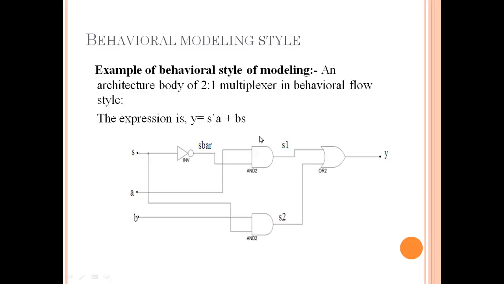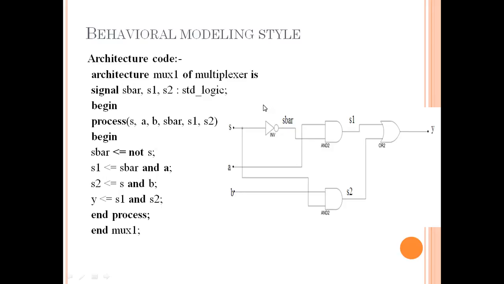In this, an inverter, 2 AND gates and 1 OR gate are used. This is the architecture code of the 2:1 multiplexer using the behavioral style of modeling. Architecture is the keyword, mux1 is the name of the architecture, and multiplexer is the name of the entity. S bar, S1 and S2 are the signals which are used in the 2:1 multiplexer. Next is the begin keyword.